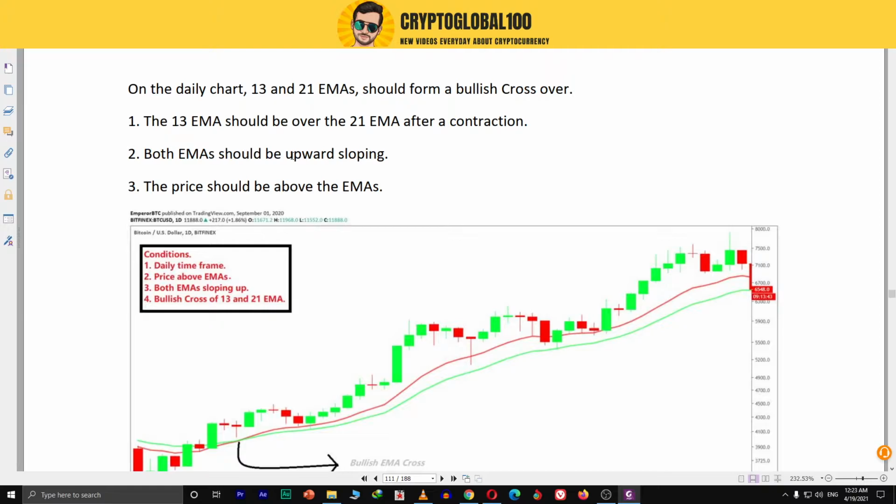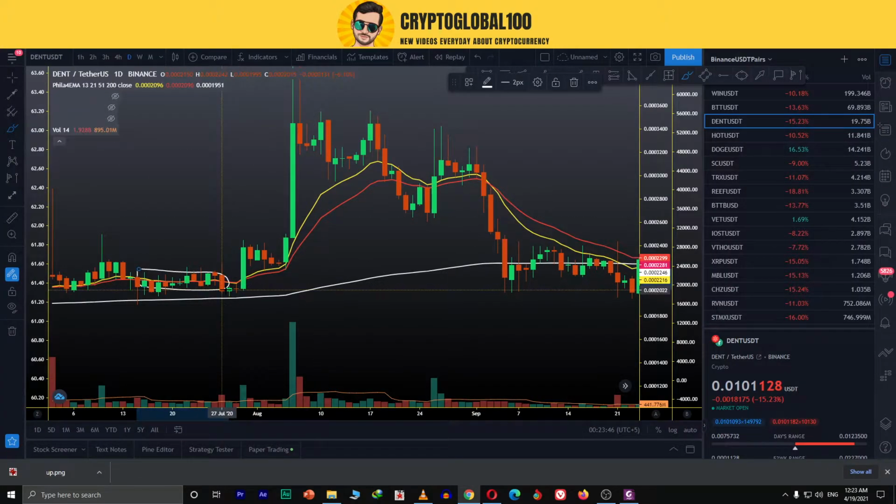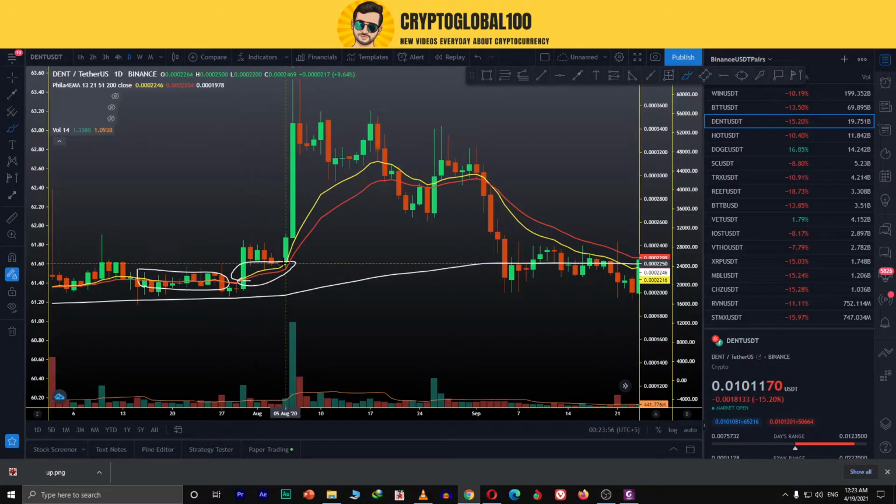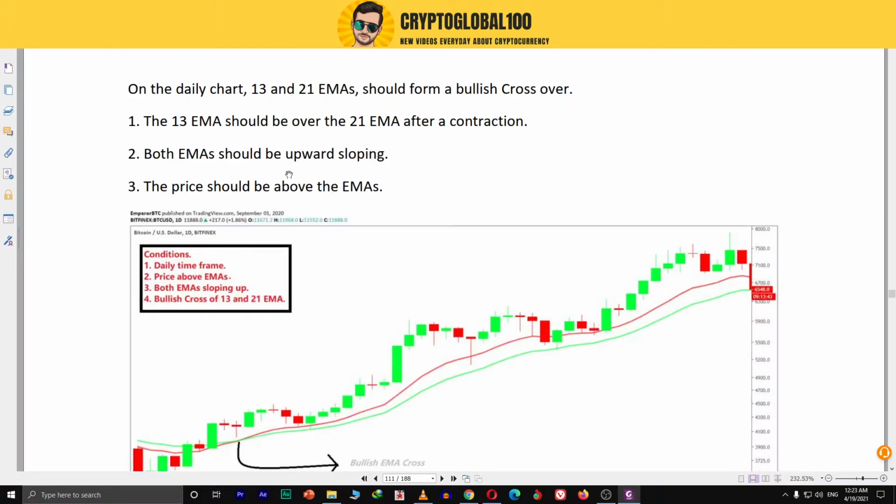Both EMAs should be sloping upwards. You see, another condition is met. So what's next? The price should be above the EMA. The third condition is also being met here. The price is above the EMA. So we have found a good spot here.